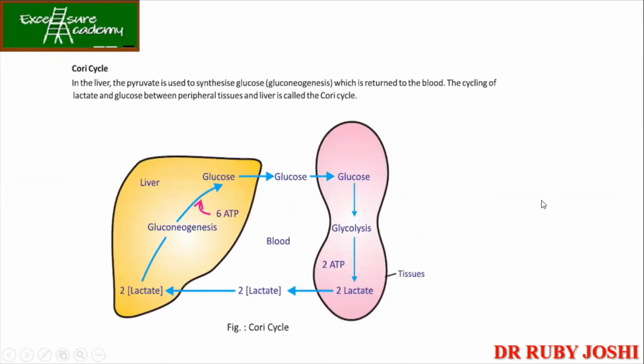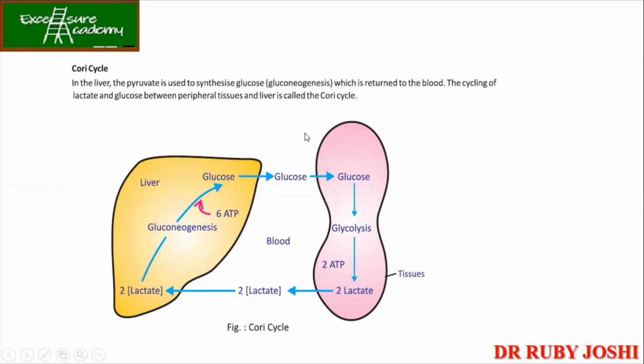We have one more important thing, known as the Cori cycle, again named after a person, Cori. In the liver, pyruvate is used to synthesize glucose, that is gluconeogenesis. You are going to synthesize glucose. What were we doing right now? Glycolysis, that is breaking down glucose. The glucose is returned to the blood. The cycling of lactate and glucose between the peripheral tissues and liver is called the Cori cycle.